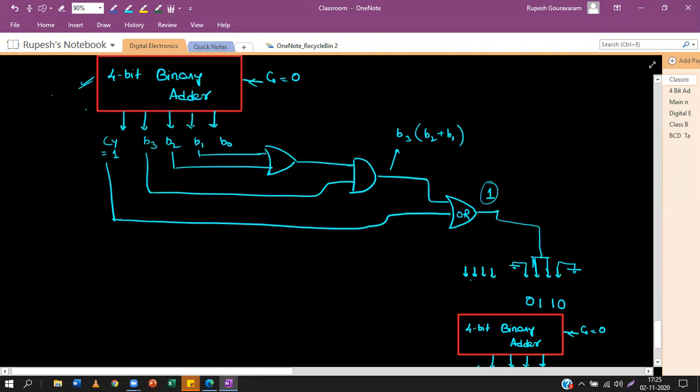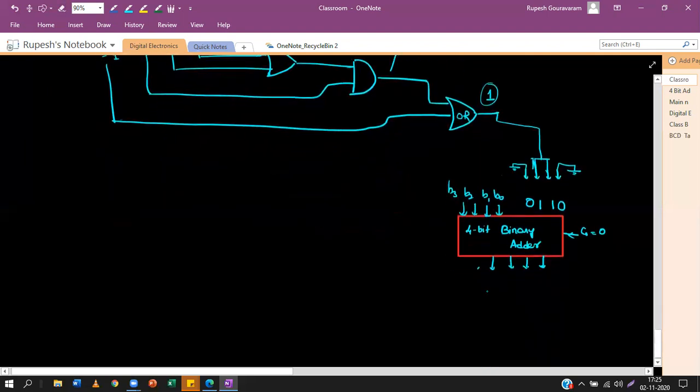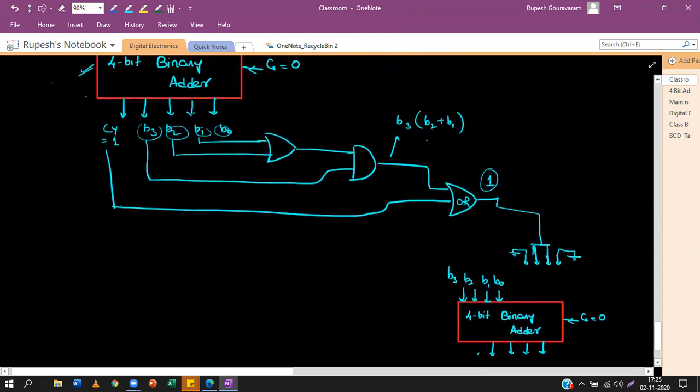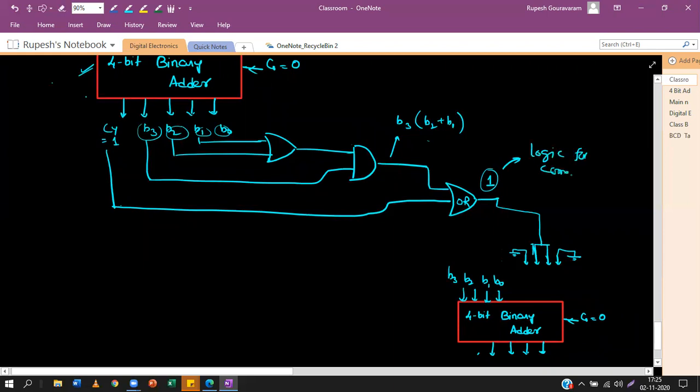And what is the other input? The other input is the result of this B3, B2, B1, B0. The result of the first 4-bit binary adder is supplied here. So we add B3, B2, B1, B0 to this 0 1 1 0, and this occurs only when the carry is 1 or the invalid BCD logic is 1. This is the logic for the correction factor.